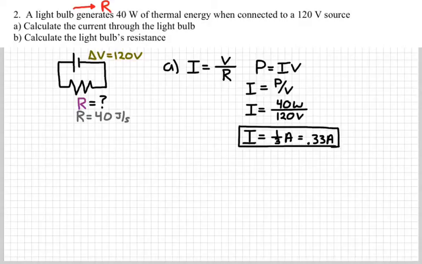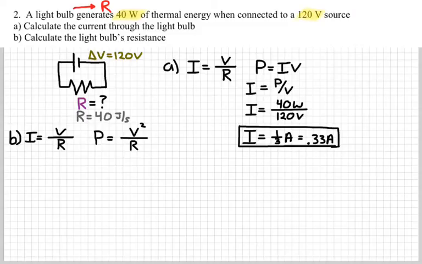Okay, second part says calculate the light bulb's resistance. So there's two ways I could approach finding its resistance. I could again use Ohm's law, as in I equals V over R, or I could again use the power. Like for example, I could use the equation P equals V squared over R, which might be preferable because we were directly given the power and we were directly given the voltage.